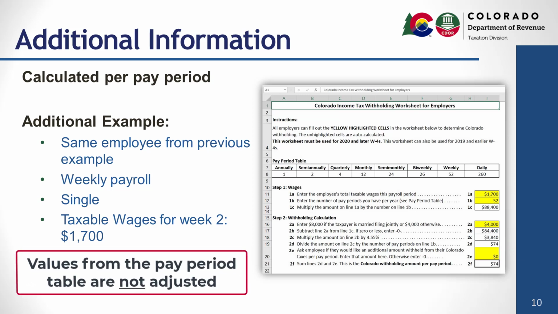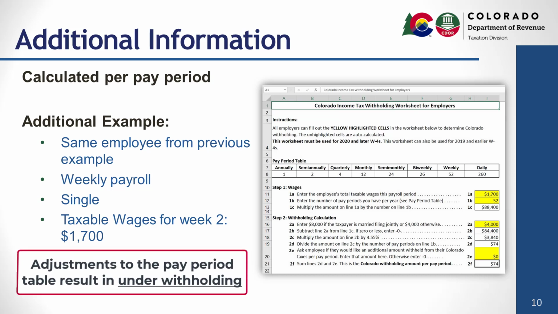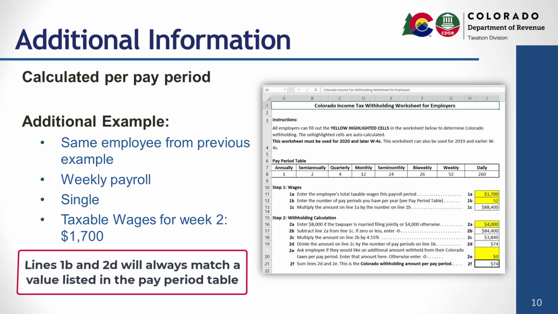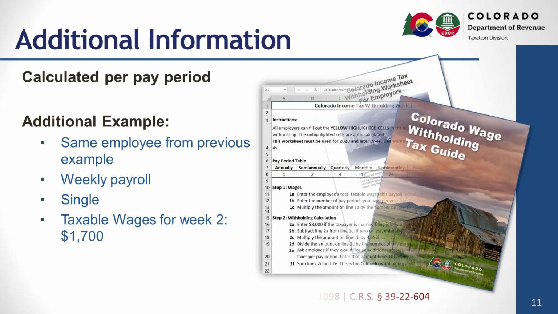Values from the pay period table are not adjusted from one pay period to the next, as these values are determining a ratio of income and withholding. If the value from the pay period table is adjusted, it will result in underwithholding for the provided pay period. A business with weekly pay periods will always use 52 as the value on the worksheet for the number of pay periods on lines 1B and 2D.